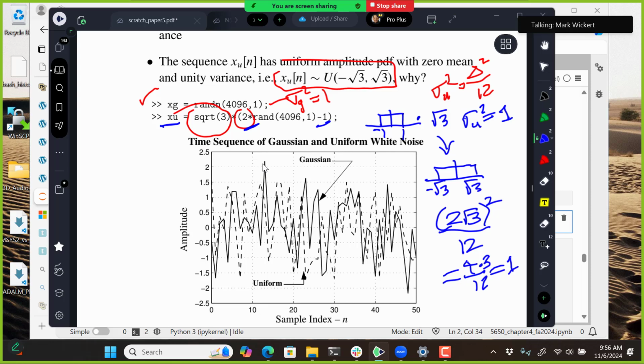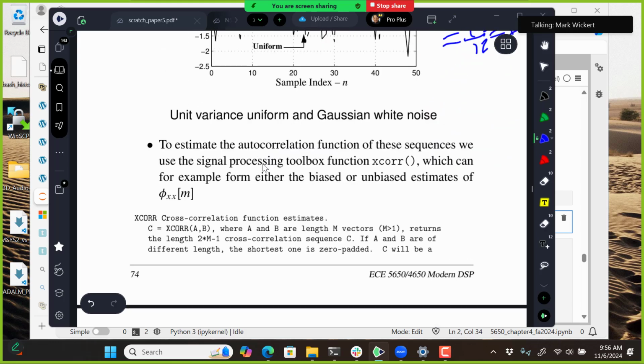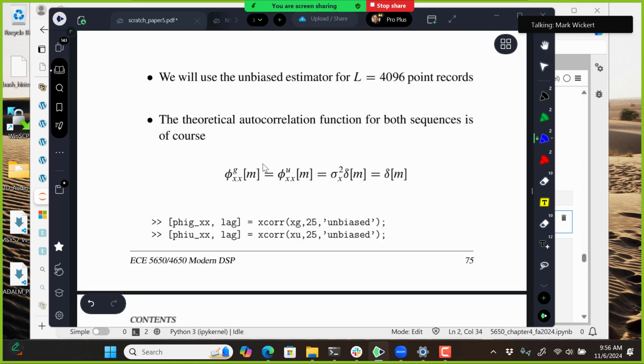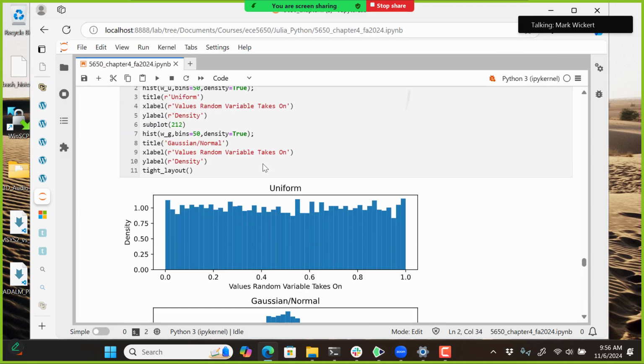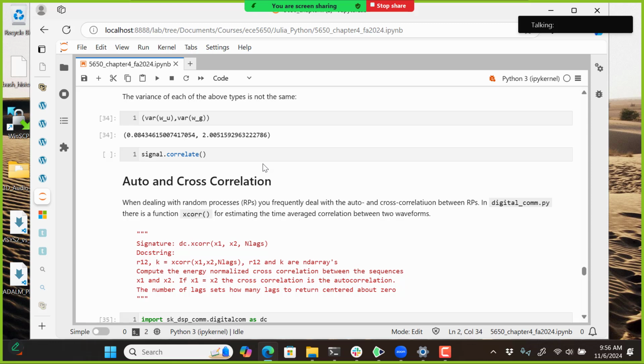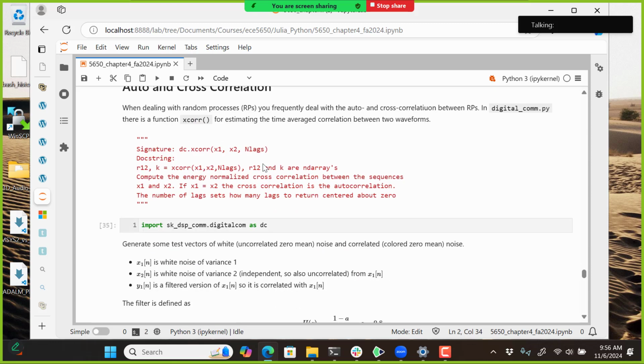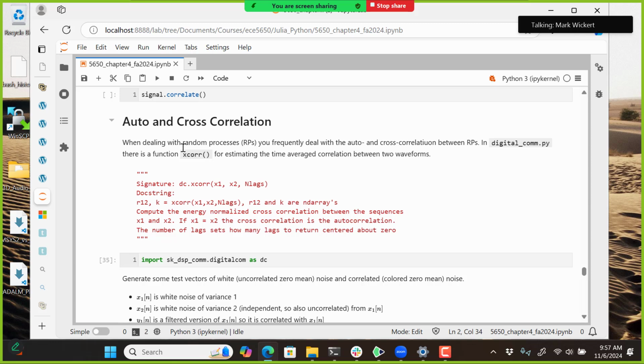If we drop down into here, though, and want to compare the autocorrelation function estimates between the two, we have an xcorr function available in MATLAB and in Python. I'm trying to remember, did I have that in the notebook here? I have a function in the digital communications library package called xcorr, which is very similar to MATLAB's, and I can get my autocorrelation functions from that if I want to plot them. Or actually, SciPy Signal has an xcorr function too.